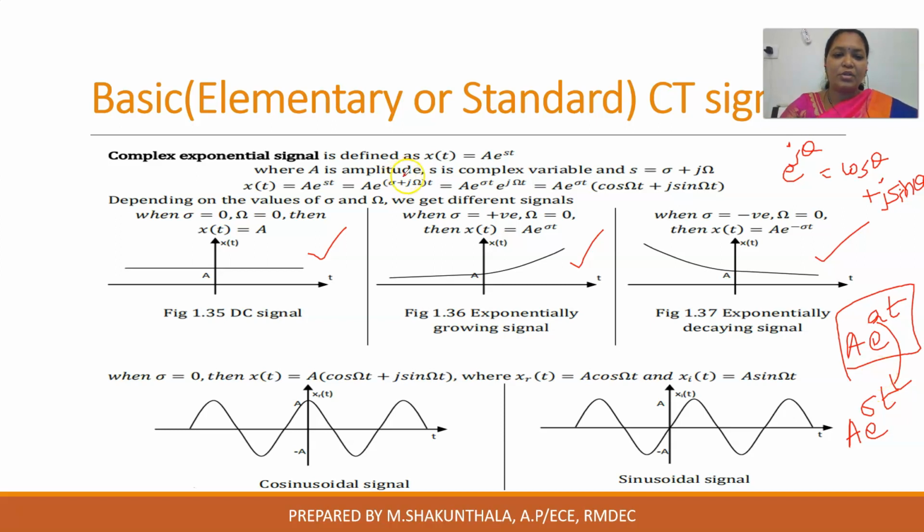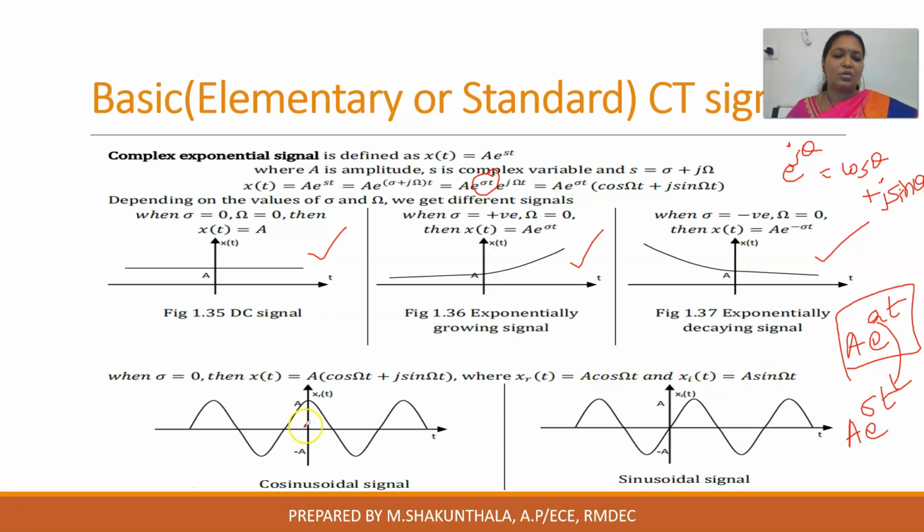Only you will get what? A into cos omega t plus j sin omega t. Okay. So sigma equal to 0 means x of t becomes a cos omega t plus j sin omega t. So again you will be getting real part and imaginary part. It is just a cosine signal, sinusoidal signal. So draw a cosine signal, draw a sinusoidal signal.